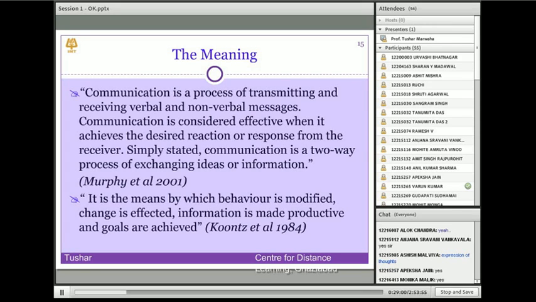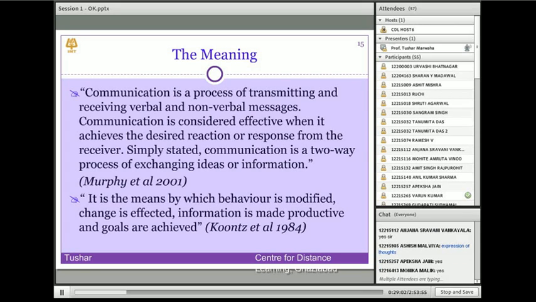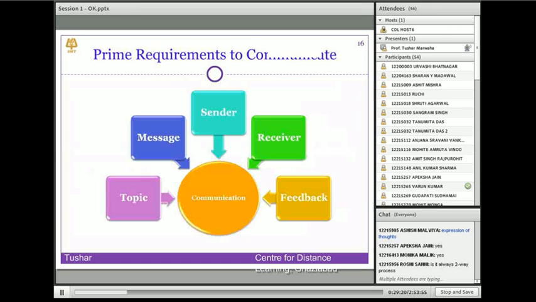Okay, information. Now see the next one. There's one good word here. Information is made productive. That knowledge that I have in my brain, I am making that productive. So this does the definition part.